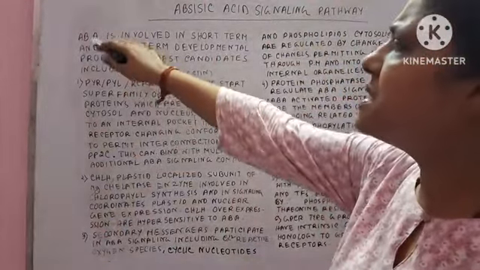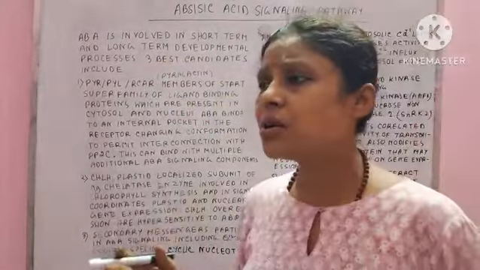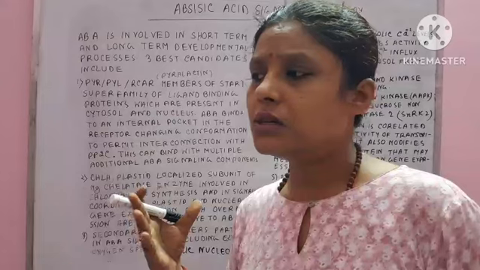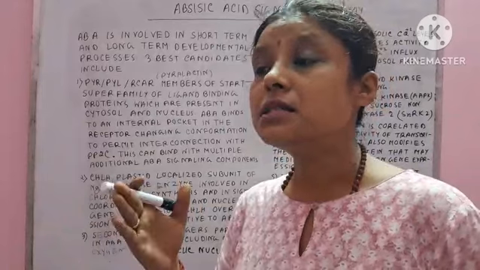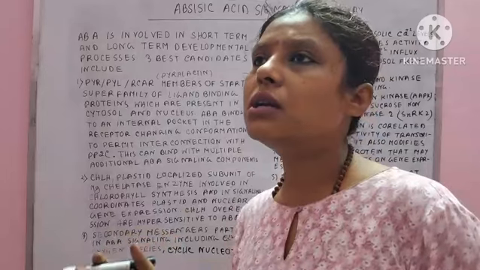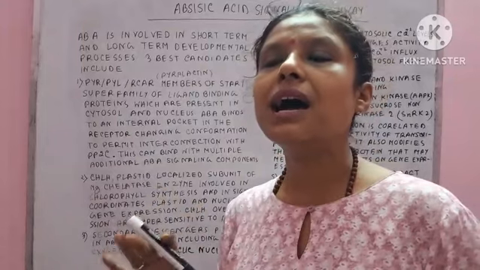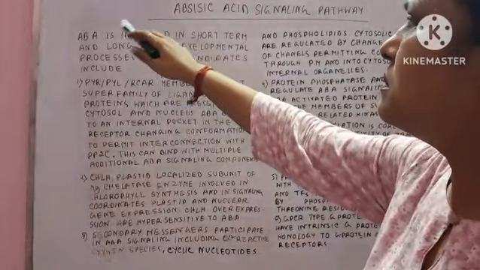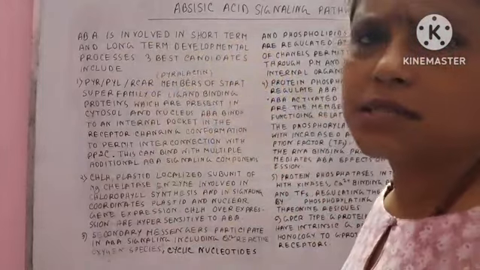First, abscisic acid is also called the stress hormone. Why is it called the stress hormone? It generally helps the seeds to remain in a dormant condition. That means it prevents the germination process of the seeds, so that's why it is called the stress hormone, or you can say it helps the plant seeds to remain in an unfavorable condition. This hormone is involved in short-term and long-term developmental processes.